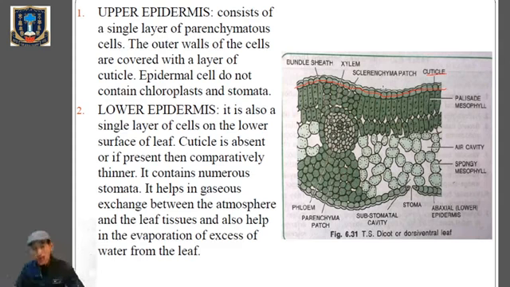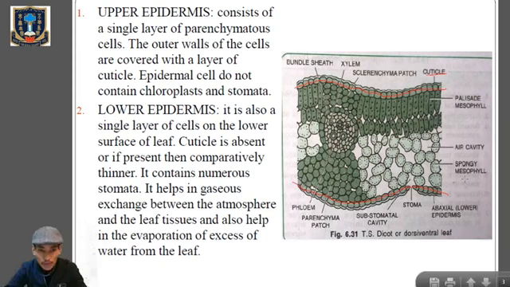Now the next part is called the lower epidermis. So now we are going to learn about this structure, which is called the lower epidermis. Clear? It is also a single layer of cells present on the lower surface of the leaf. In the lower epidermis, I've told you that the cuticle may be present or absent, and if the cuticle is present, it will be very, very thin. And it contains numerous stomata. So the lower epidermis contains numerous stomata.